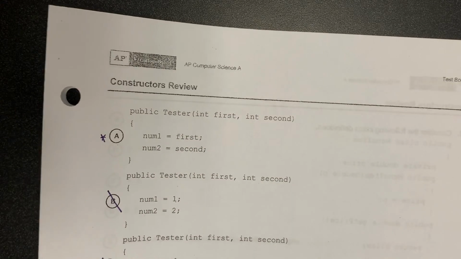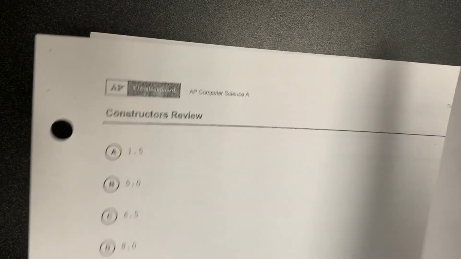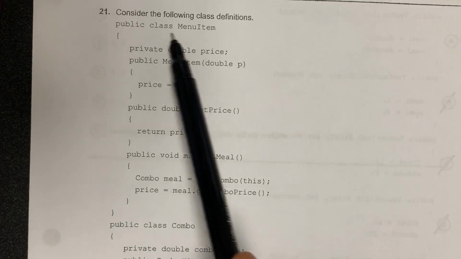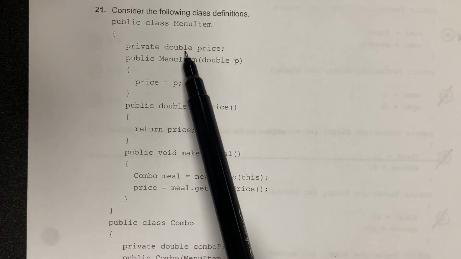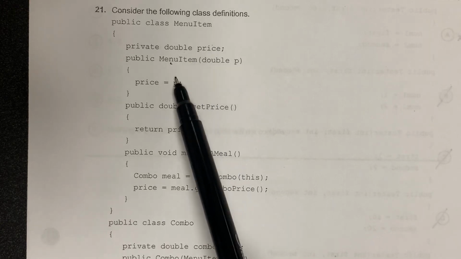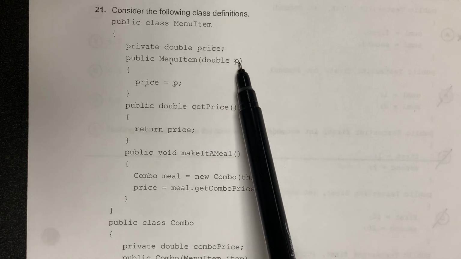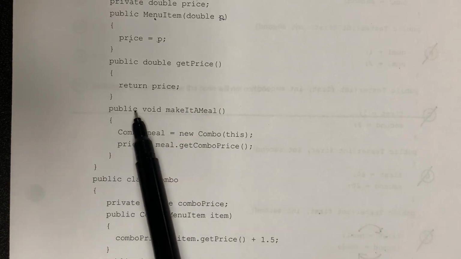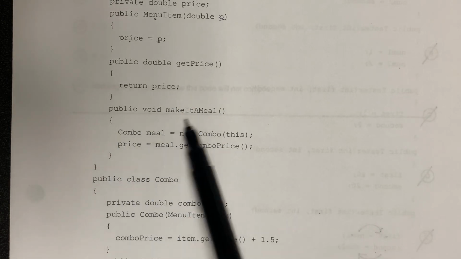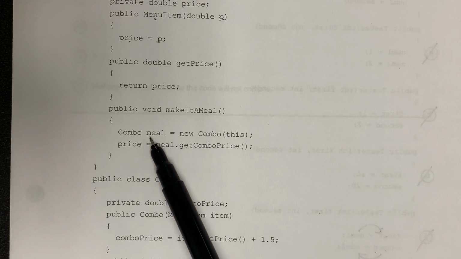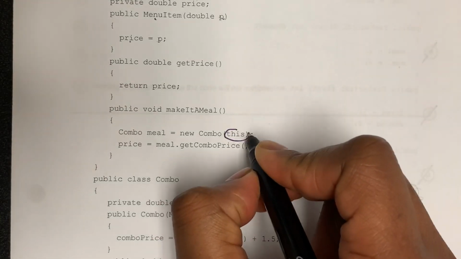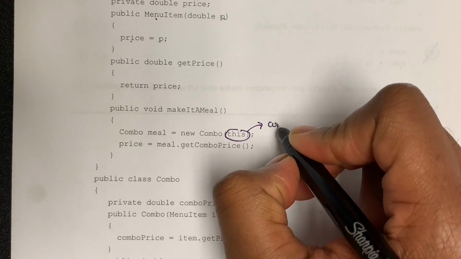Number 21 is, let's see, that's a pretty long one, we have 2 classes. We have a MenuItem class where you have a double price, a constructor for the MenuItem that takes 1 parameter. The price is whatever you pass to the parameter. You have a double method that returns the price of the menu item. You have a void method that's called makeItACombo that turns into a combo. And then this comboMeal equals new Combo. Now this word this means, remember we said this is the current object.